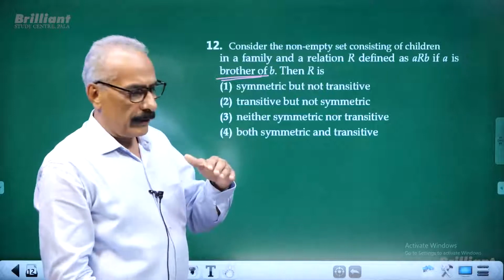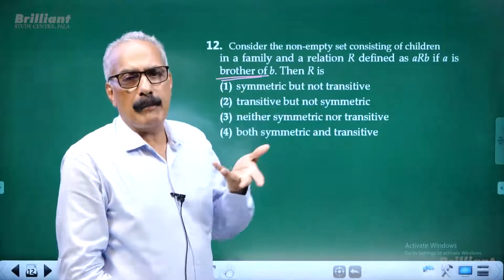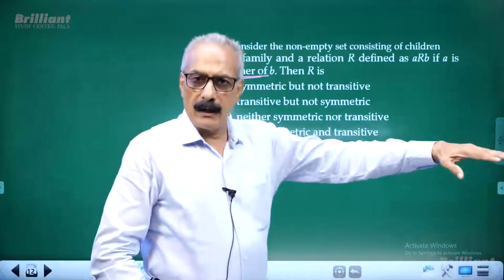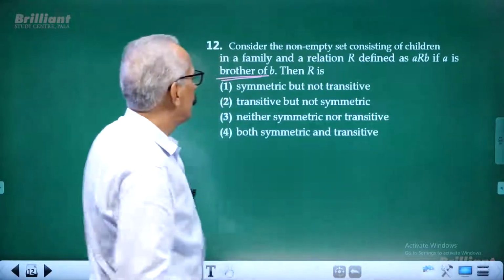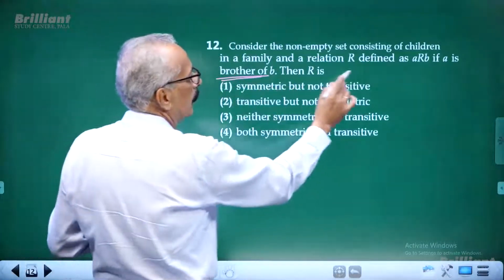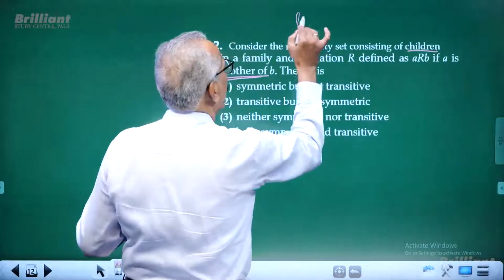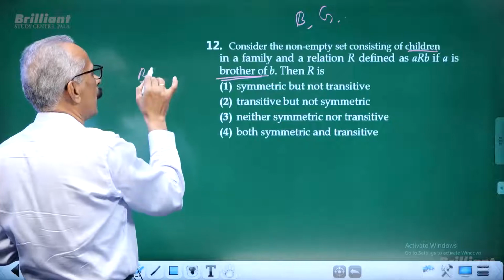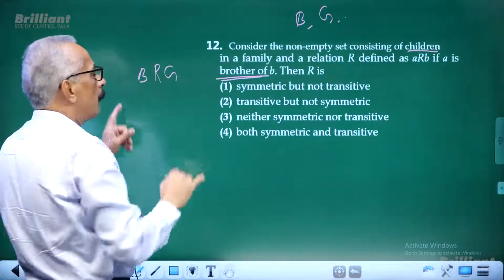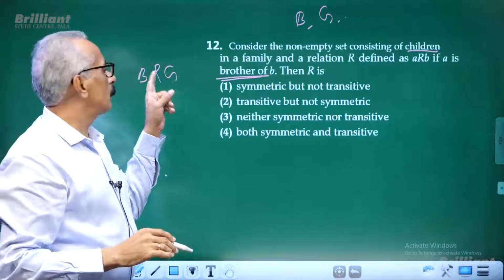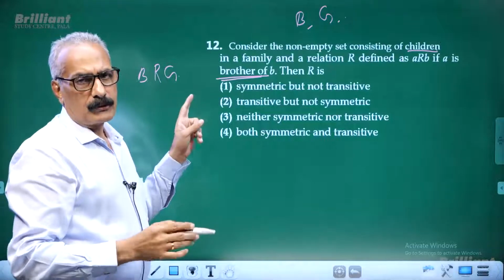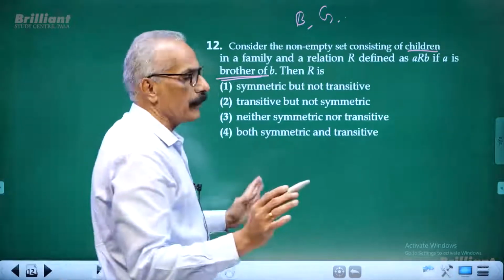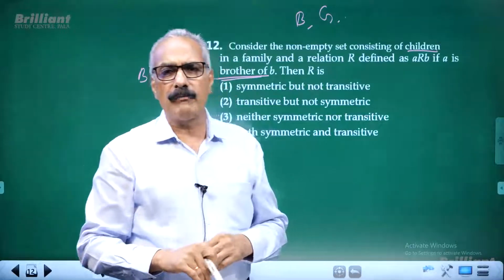Okay, symmetric. A is the brother of B, then B is the brother of A. Not true. A is the brother of a girl, means sister. Suppose here we take a family of children. Children means boy may be there, girl may be there. Suppose boy B R G: boy is the brother of this girl, means sister. So G R B would become girl is the brother of. So it's not symmetric. But what about transitive?